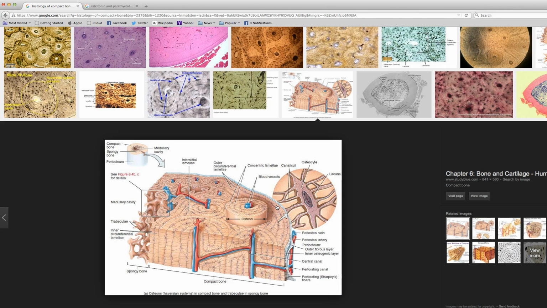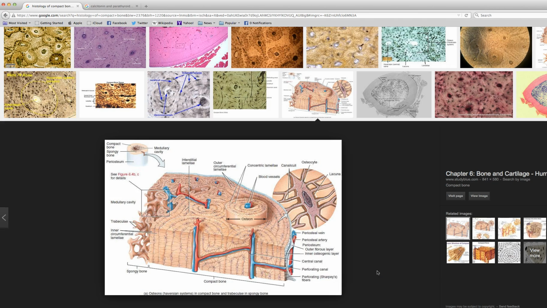Blood vessels and nerves from the periosteum penetrate the compact bone through perforating or Volkmann's canals. That's going to be this stuff right here. The periosteum is going to be connected to the bone by those Sharpey's fibers. That's going to be this stuff.